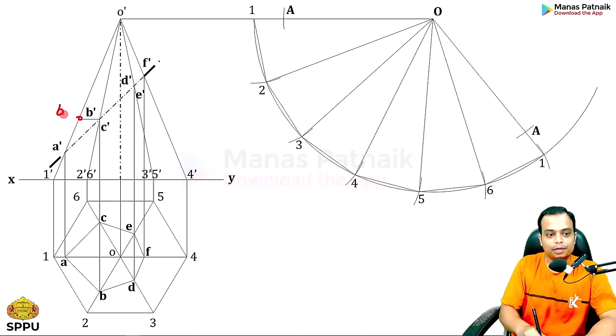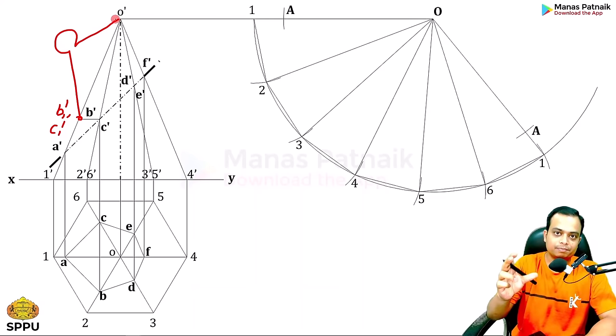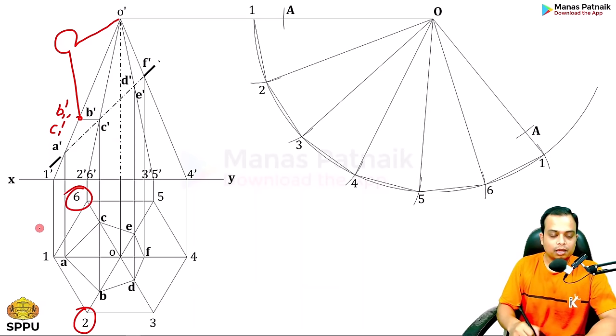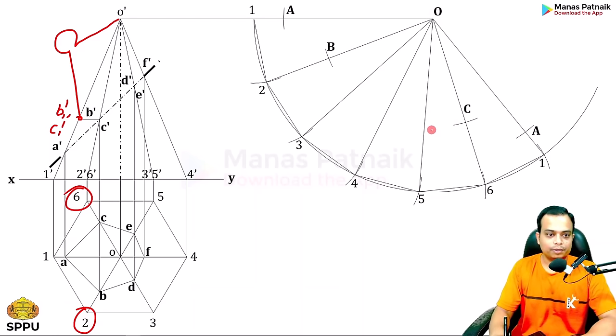Let's call them B1 dash, also C1 dash. Now take this much as the radius in your compass. Where are these two points, sir? One is on 2 and the other is on 6. So cut two arcs along O2 and along O6. So you've got B and C.